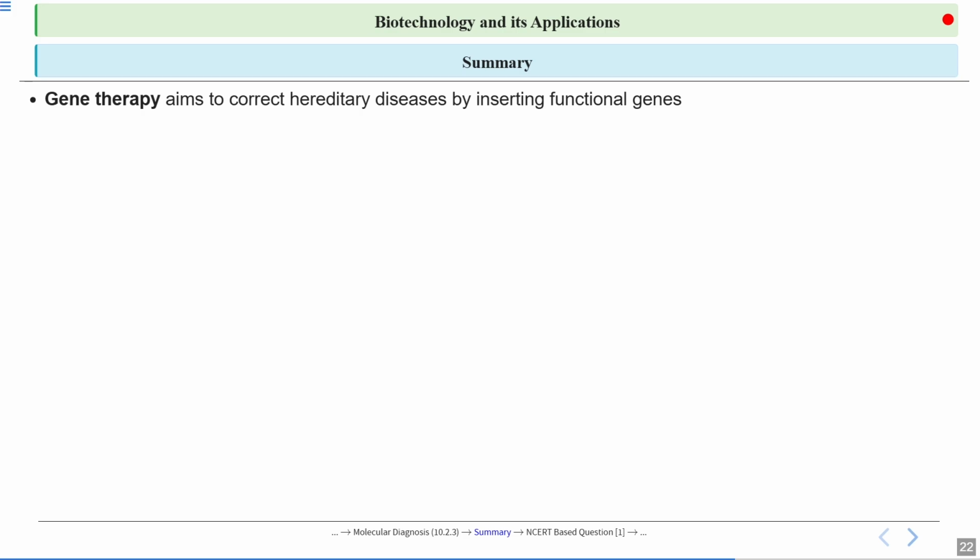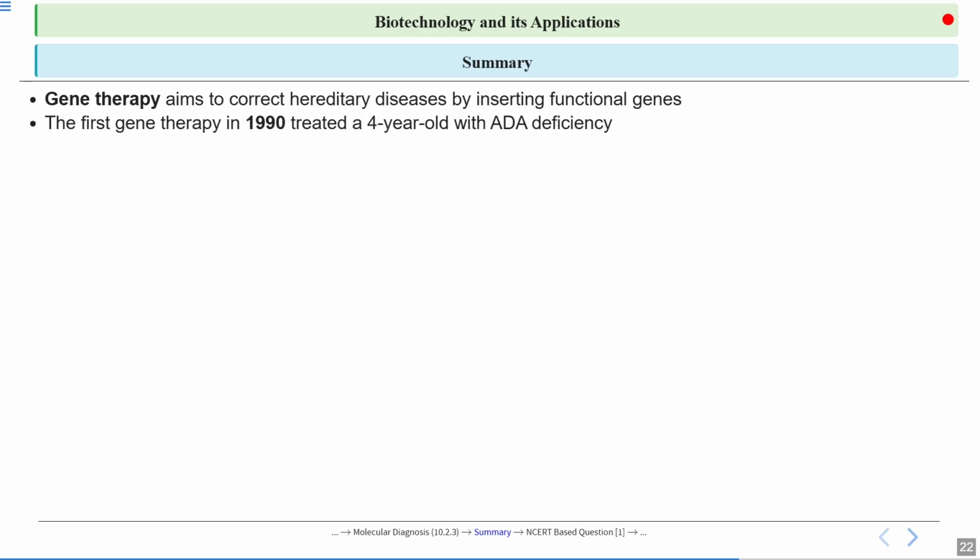But the thing is that this has to be done in the embryological state. So if this has to be done in the embryological state, it has to be detected at that stage only. That's why nowadays there are a lot of tests where, before the birth of the child, you can see whether that child has a genetic disorder or not. So this was all about genetic therapy, gene therapy.